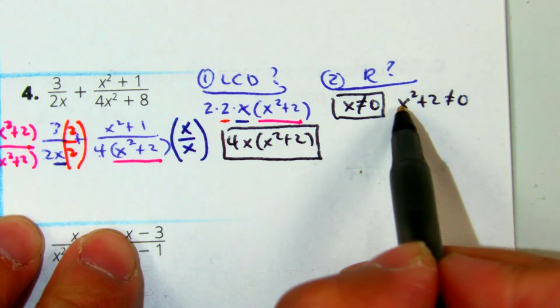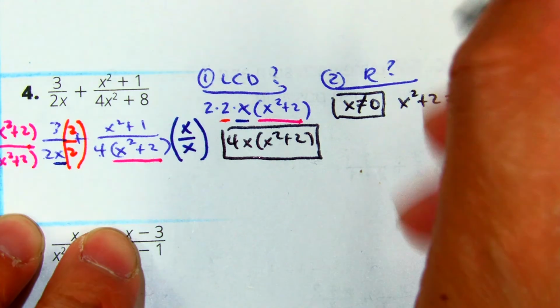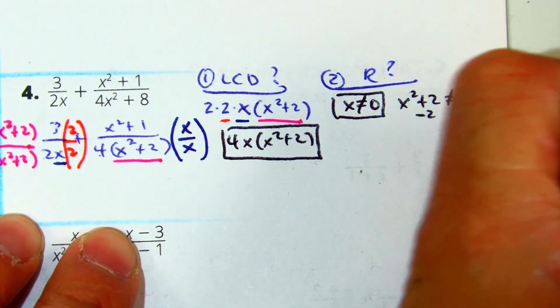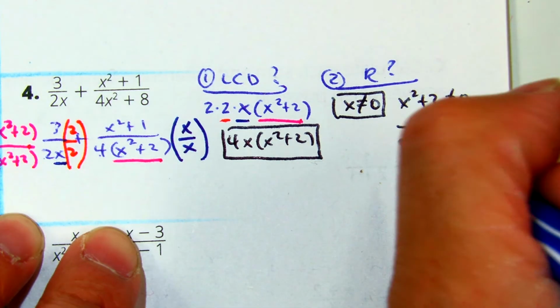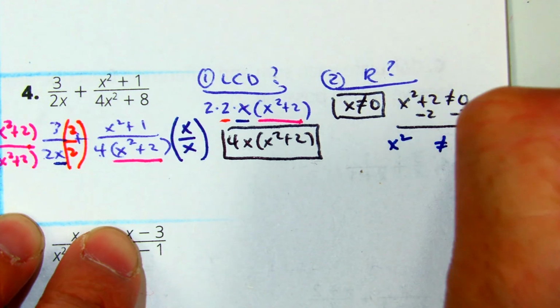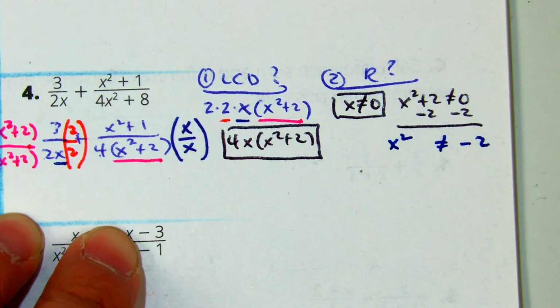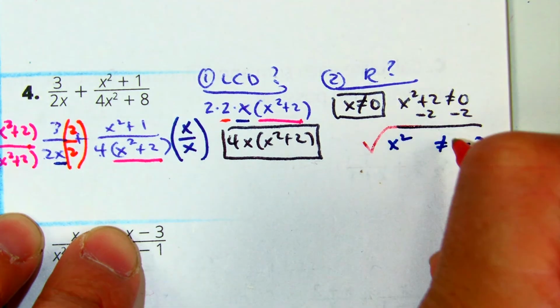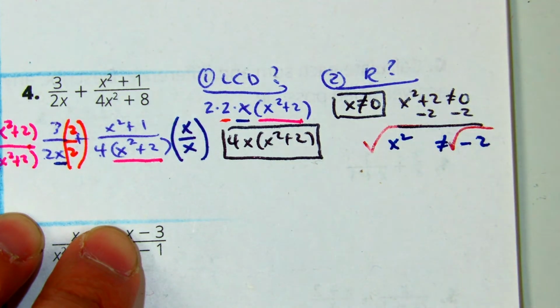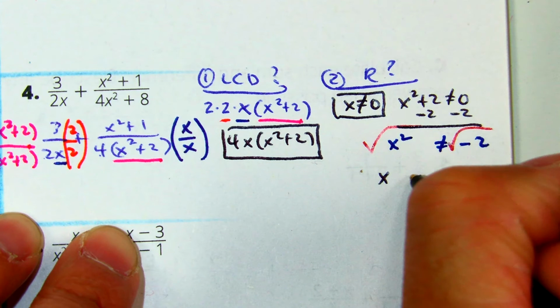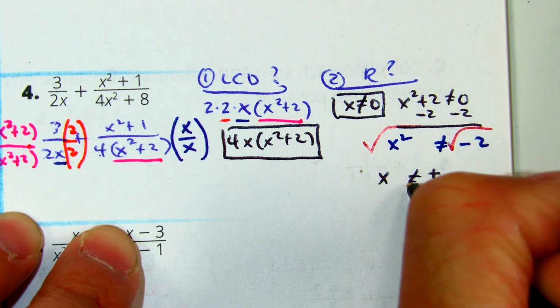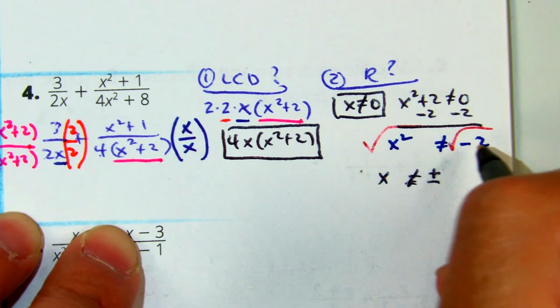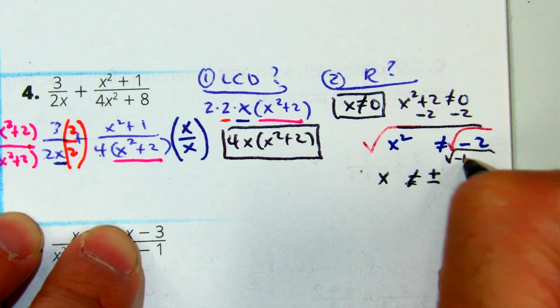Class, how do you get x by itself here? So before we square it, we're going to subtract. Class, what's left? X squared is not equal to negative 2. Class, how do you get rid of the power of 2? Pay attention. X cannot be... Remember, when you take the square root, you have to do plus or minus. Always. The factors of negative 2 are negative 1 times 2.